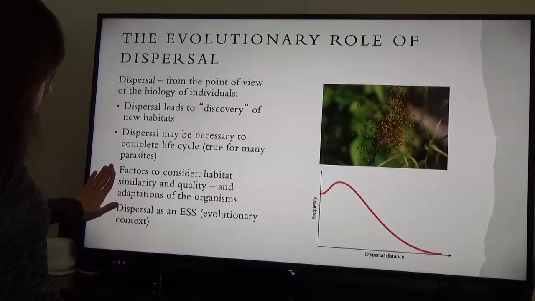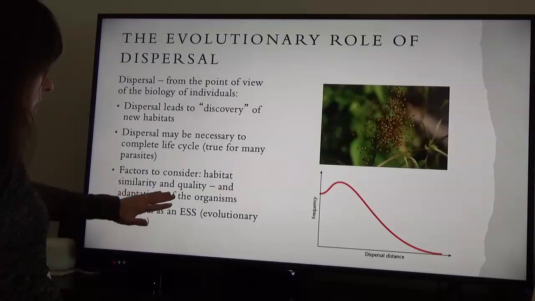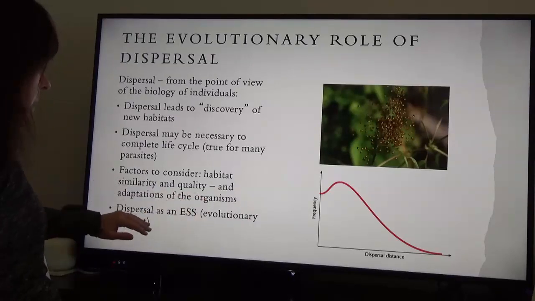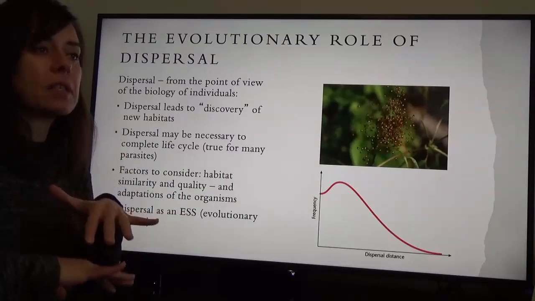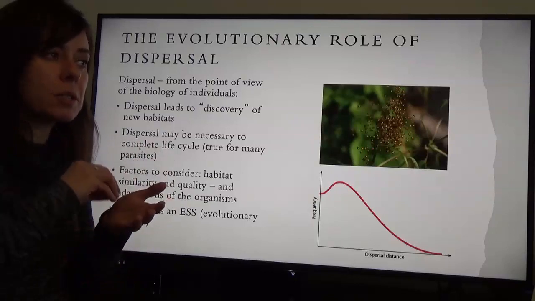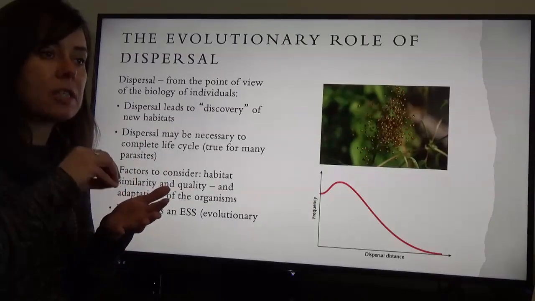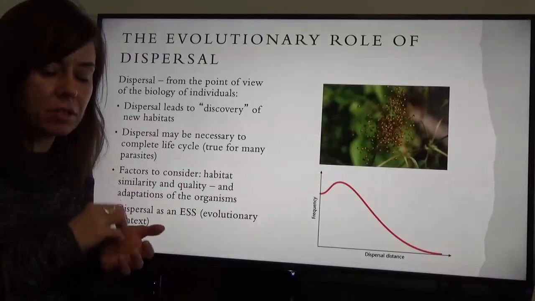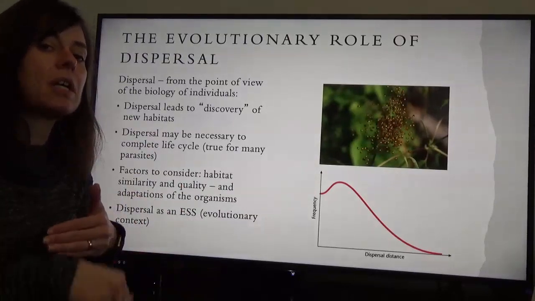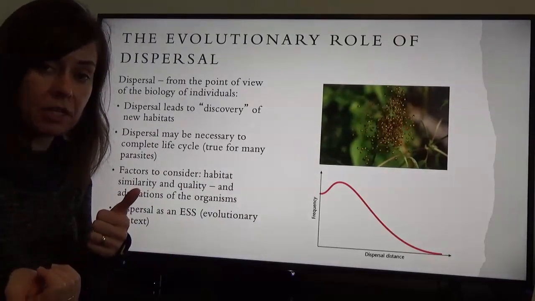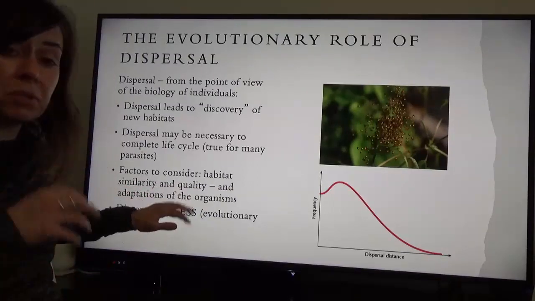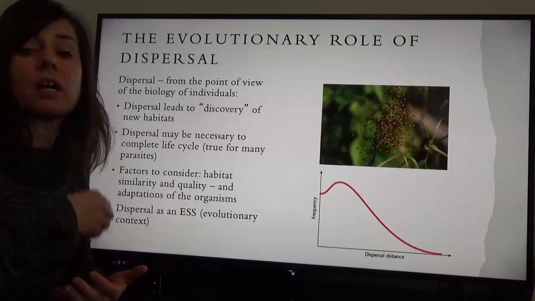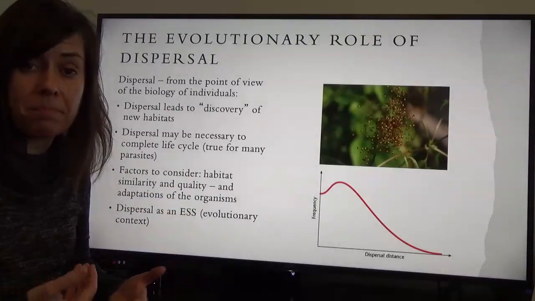When we're thinking about dispersal, the important things to consider are habitat similarity and quality. Dispersal is most advantageous if the habitat that the individual is being dispersed to is a suitable, high quality habitat, similar to the habitat that its parent is on, or a better habitat.